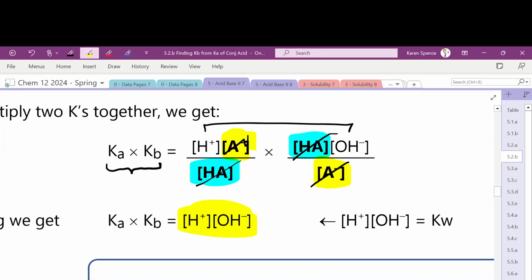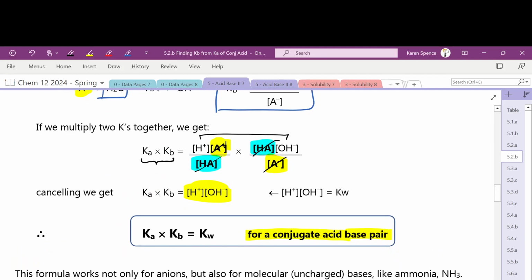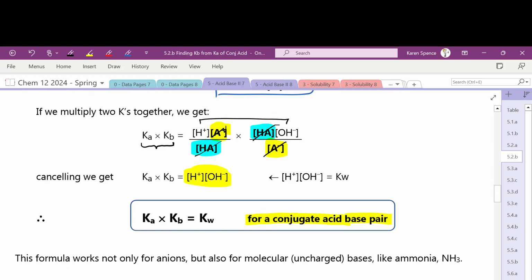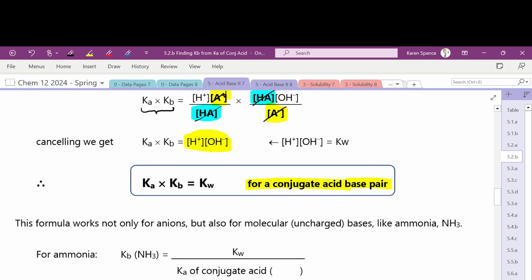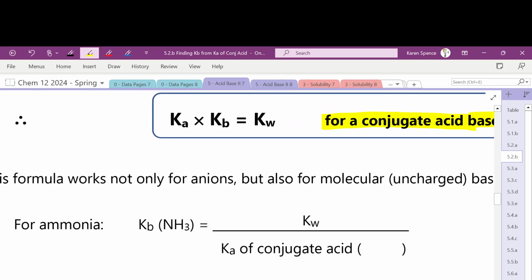So Ka times Kb is equal to Kw for a conjugate acid-base pair. Like I said, you do not need to be able to derive that. You just need to be able to know it. Okay? This works not only for anions, but also for molecular uncharged bases, like ammonia. So for ammonia, the Kb of ammonia is equal to Kw over Ka of the conjugate acid.